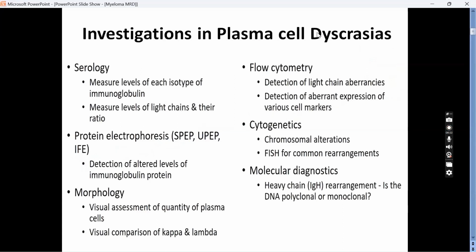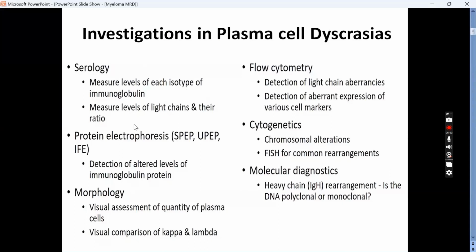Now, these are the investigations we do in plasma cell dyscrasias from the diagnostic point of view. We do serology, where we measure the isotype of immunoglobulin, and we also measure the light chains and the ratio. Similarly, we do electrophoresis for the M band. We also look at the morphology for the presence of plasma cells. Then flow cytometry, cytogenetics, and molecular diagnostics. So these all we do at the diagnostic time point.